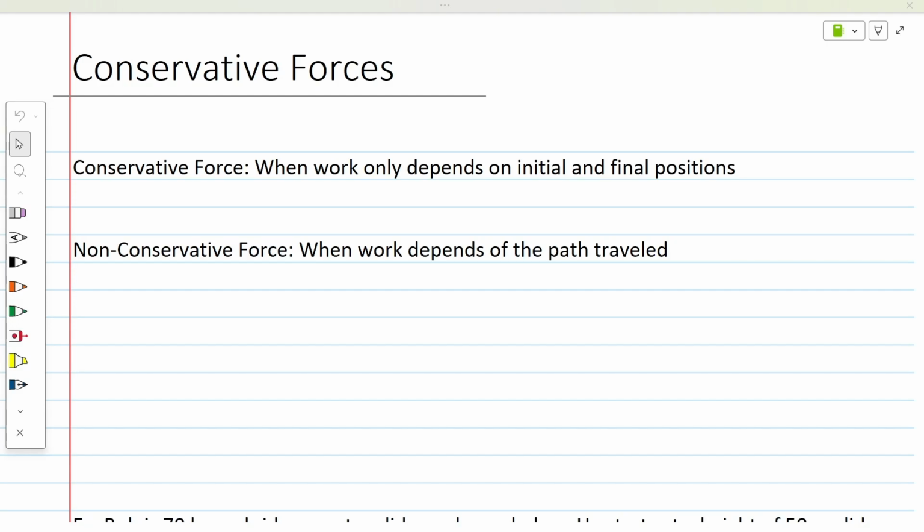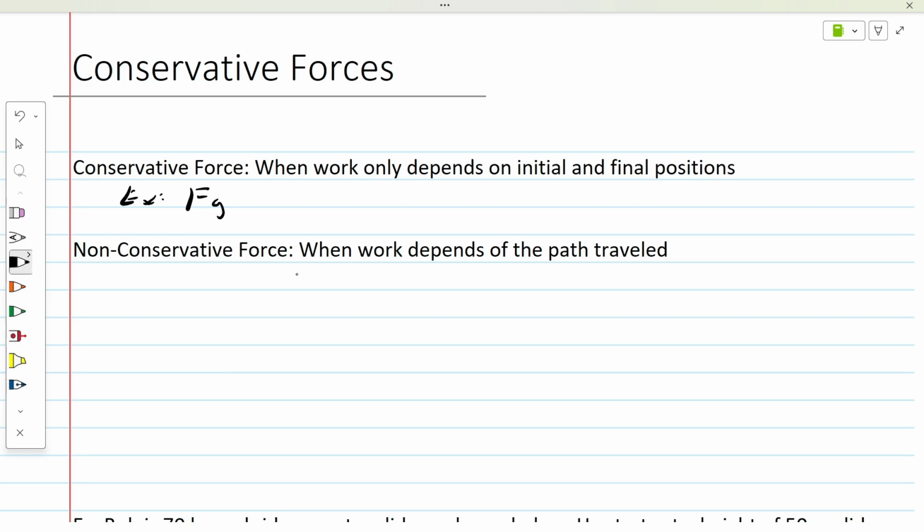In this video, we're going to discuss the most important topic relating to energy, conservation of energy. But first, we need to define conservative forces. A conservative force is when work only depends on the initial and final position. An example of this would be the force due to gravity. It only depends on the initial and final position when we're relating the energies, like gravitational potential energy, for example.